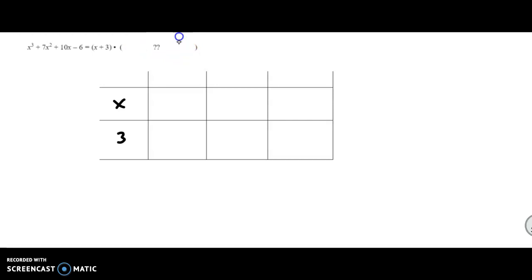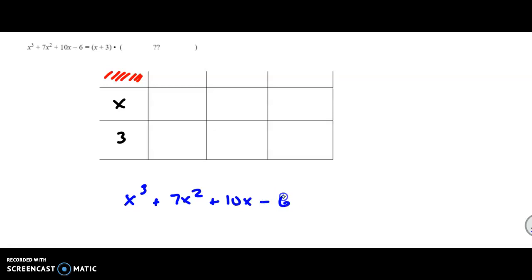This is just an empty space here, and I'm also going to rewrite all of this kind of down here, and you'll see why in a little bit. All right. x to the third plus 7x squared plus 10x and minus 6.